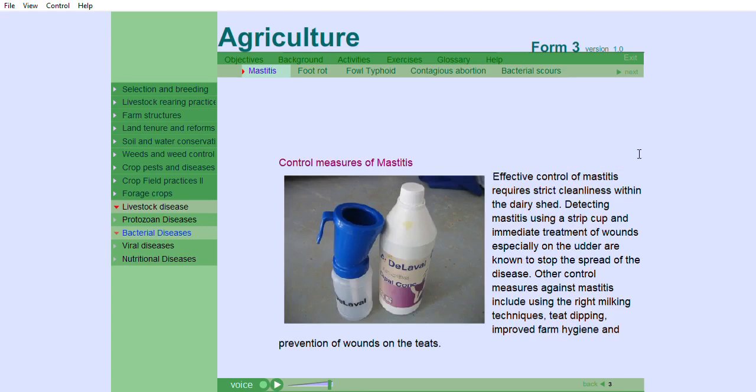Control measures of mastitis. Effective control of mastitis requires strict cleanliness within the dairy shed. Detecting mastitis using a strip cup and immediate treatment of wounds, especially on the udder, are known to stop the spread of the disease. Other control measures against mastitis include using the right milking techniques, teat dipping, improved farm hygiene, and prevention of wounds on the teats.